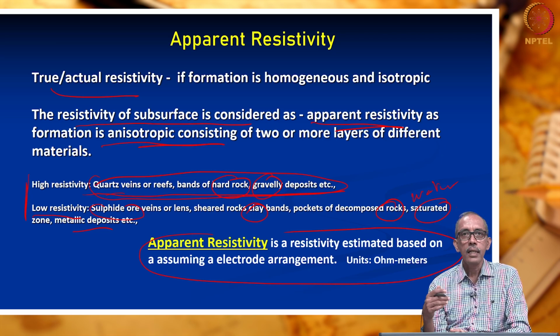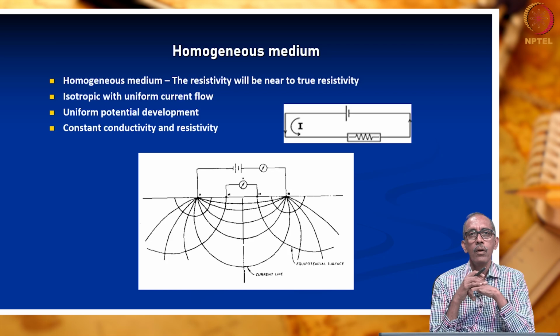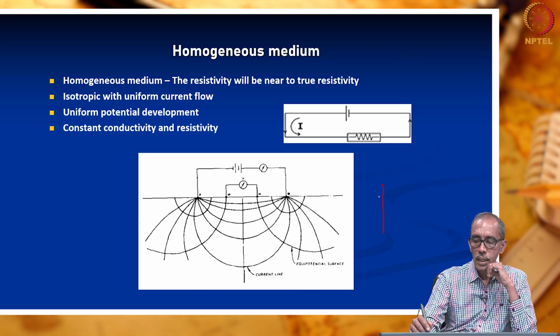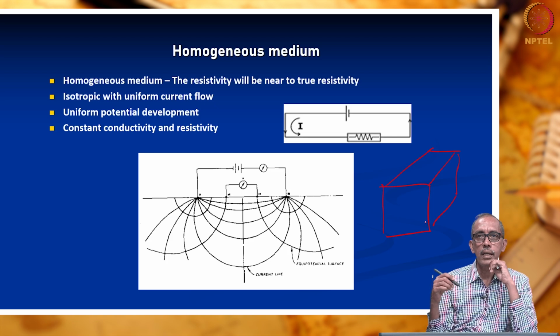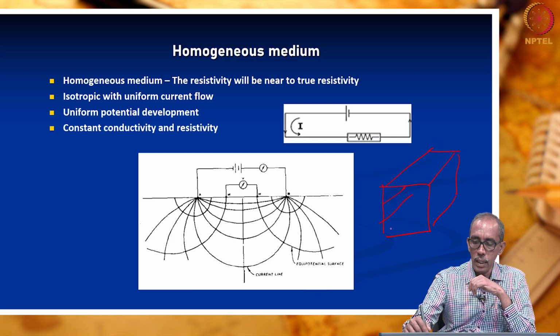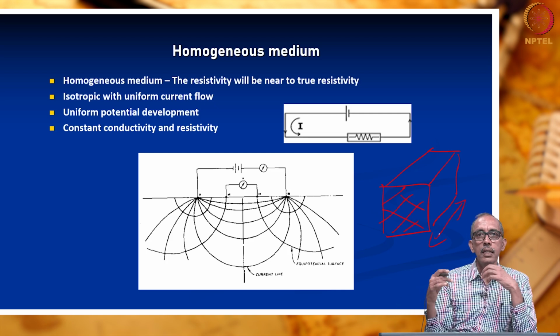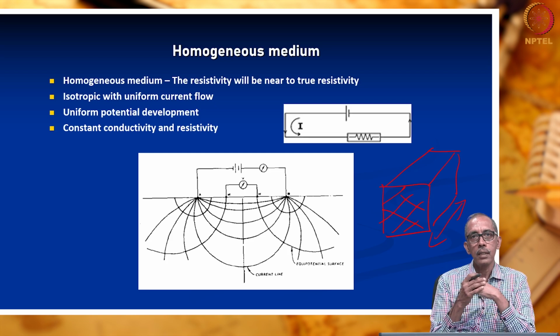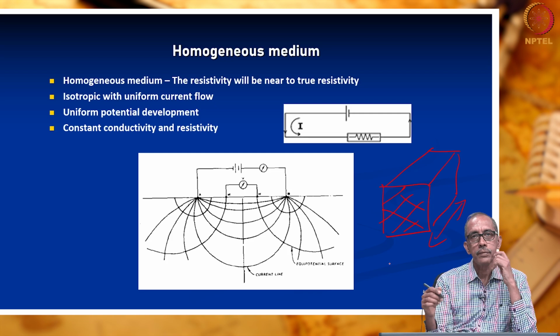Right. Let us see a little more in detail about apparent resistivity. Why are we unable to measure true resistivity? True resistivity is measured in the laboratory for an elemental cube, as I have drawn here. Only for this we can determine the true resistivity, because we know the area and we know the length. Since we know the volume through which current is passing, we are able to determine the resistivity.